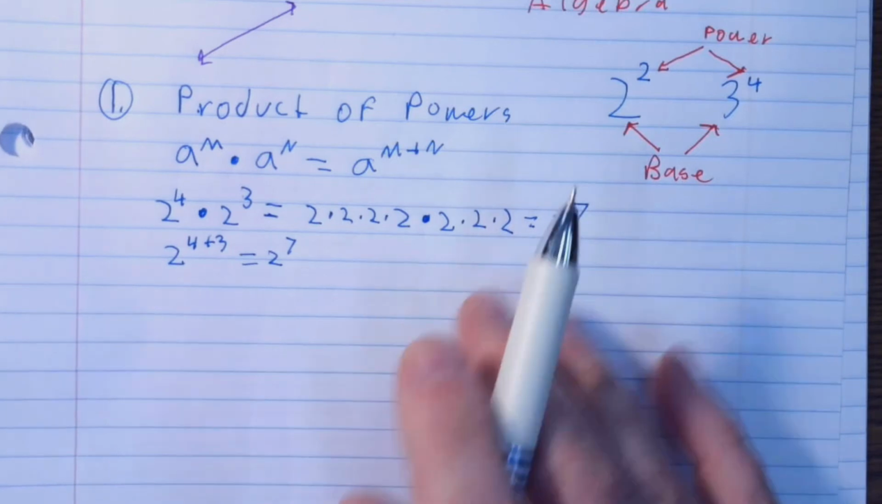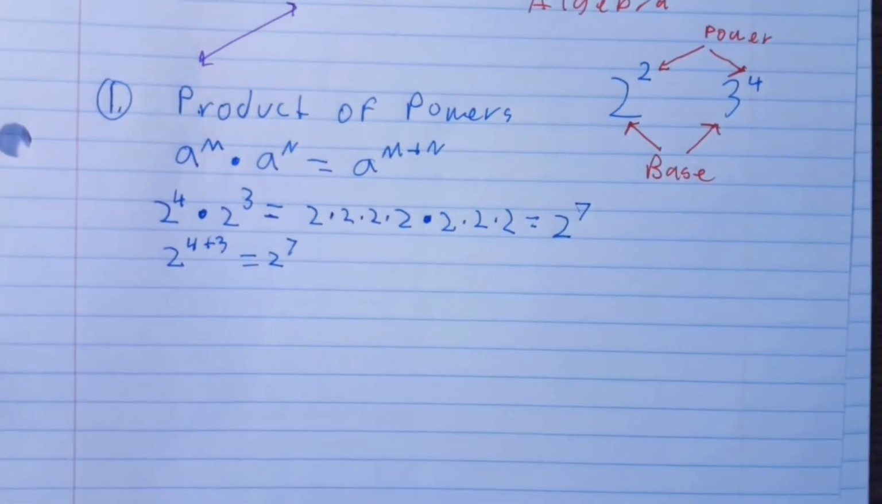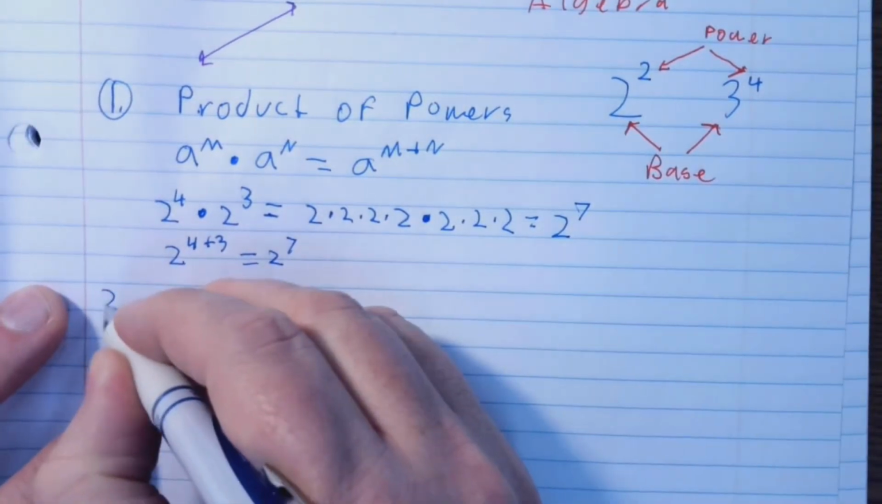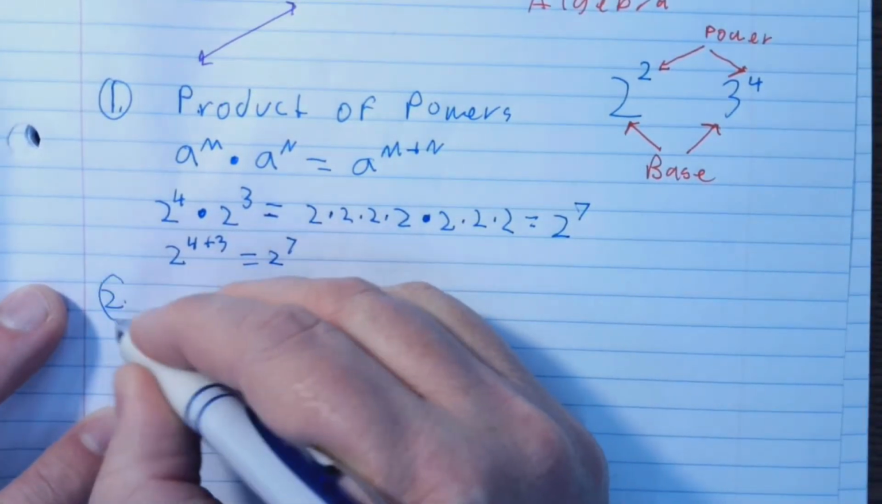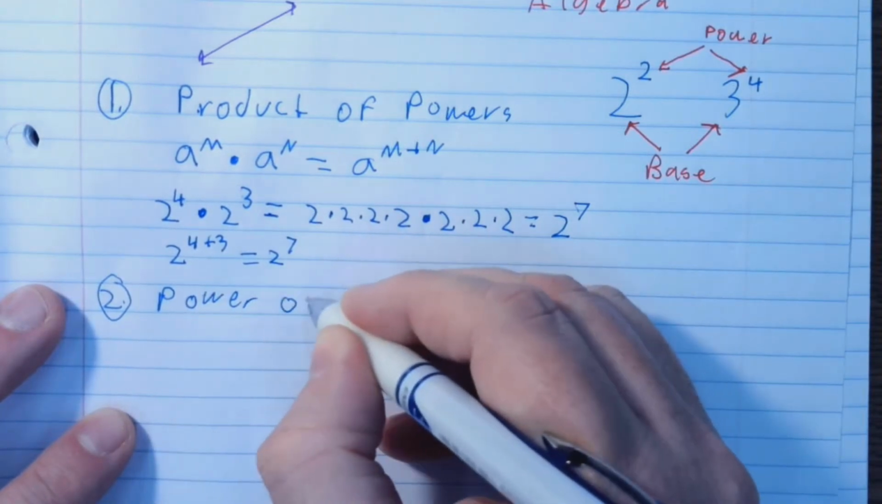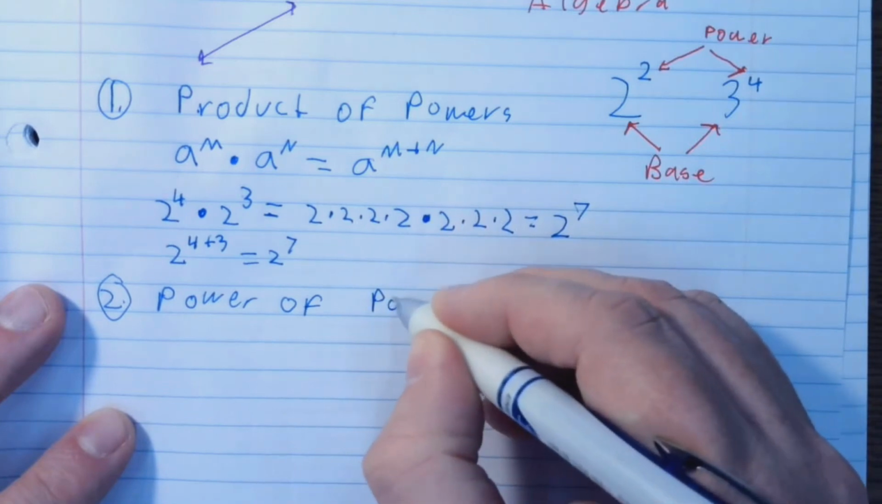The second one, and we're going to do just 3 rules today, and we're going to do the easy version, and then we're going to do another set of notes where we're going to do kind of the harder version where I'm going to go over stuff. Okay, the next one is called the power of powers. It's a lot of powers.